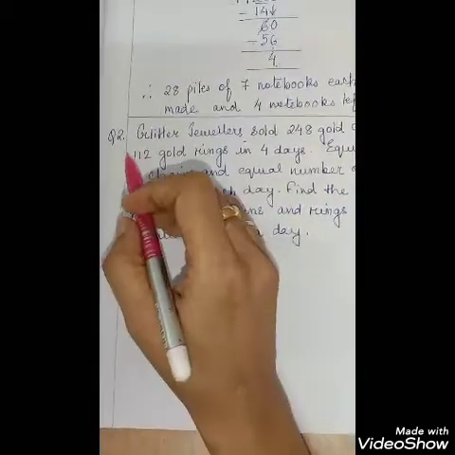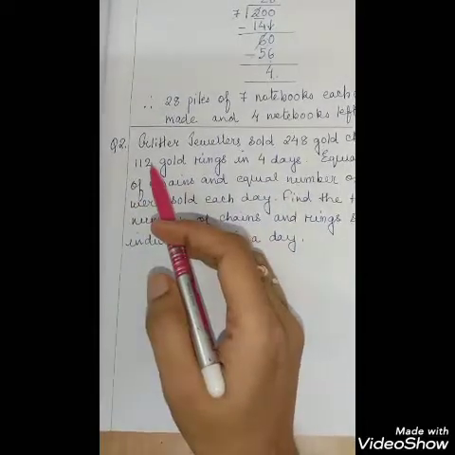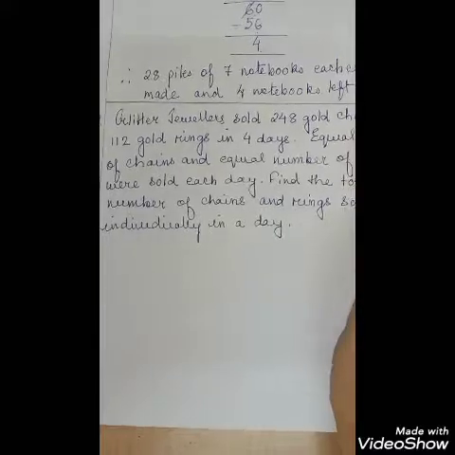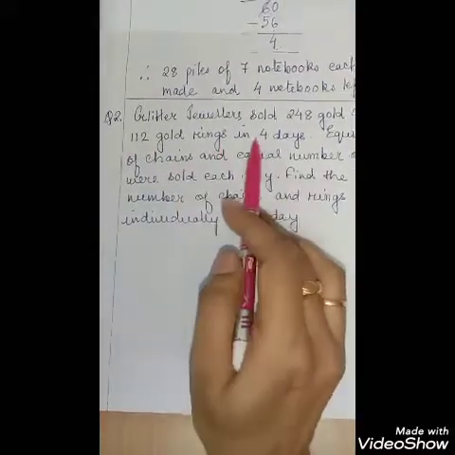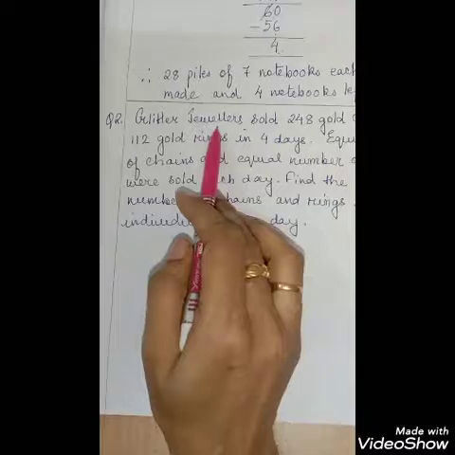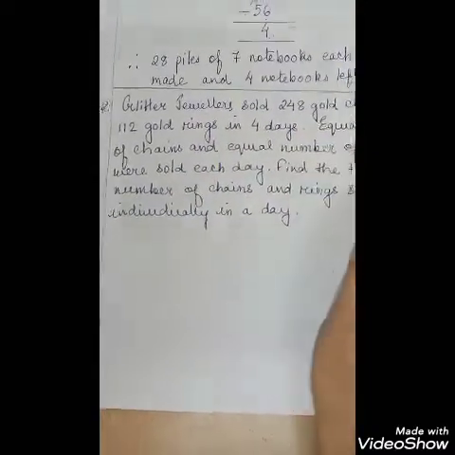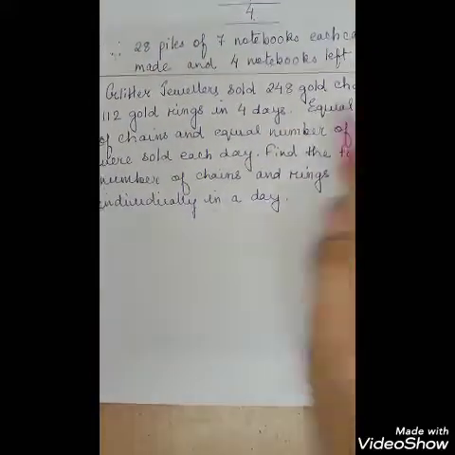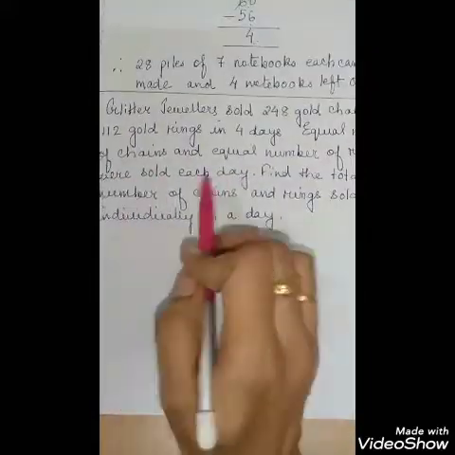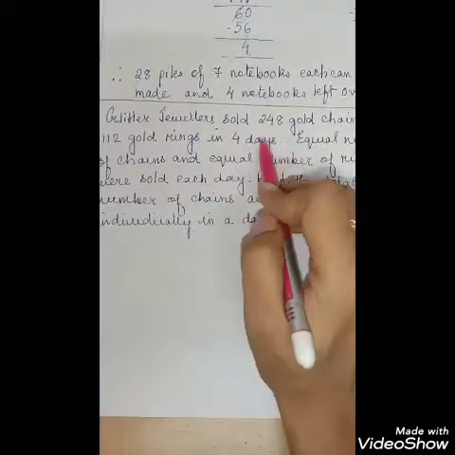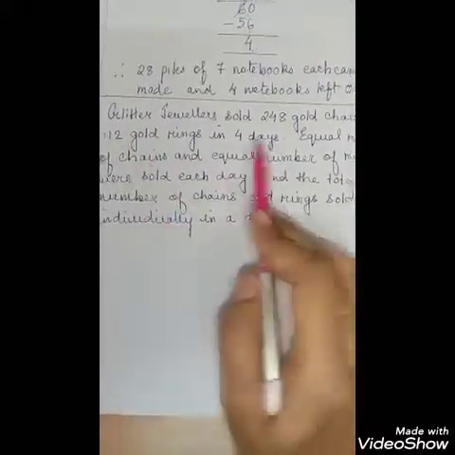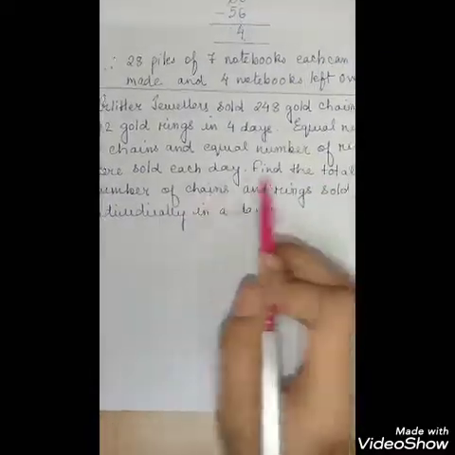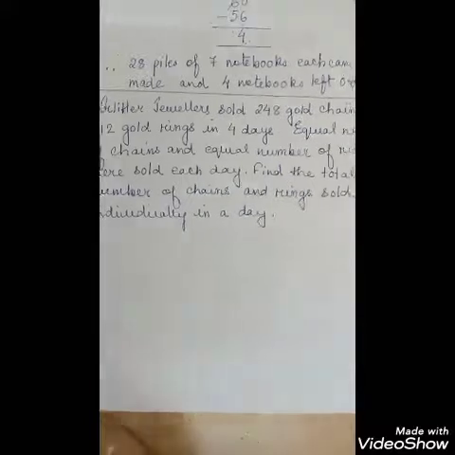Question number 2, what is given in the question? You see, children, this is also from page number 94. Glitter jewelers sold 248 gold chains and 112 gold rings in 4 days. Equal number of chains and equal number of rings were sold each day. Find the total number of chains and rings sold individually in a day.